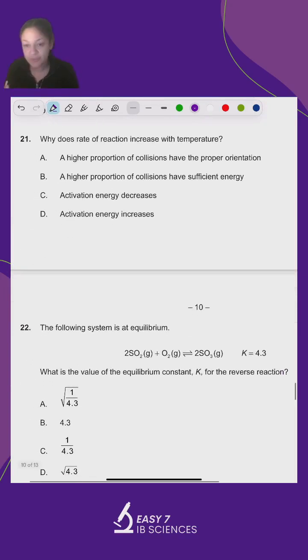Okay. Why does the rate of reaction increase with temperature? So someone said, is the answer A?